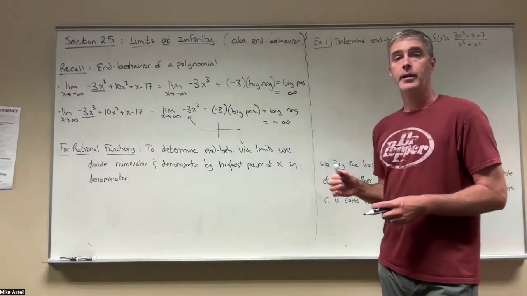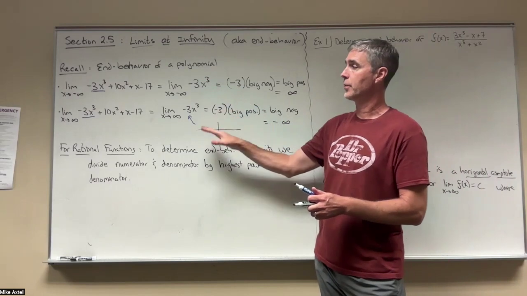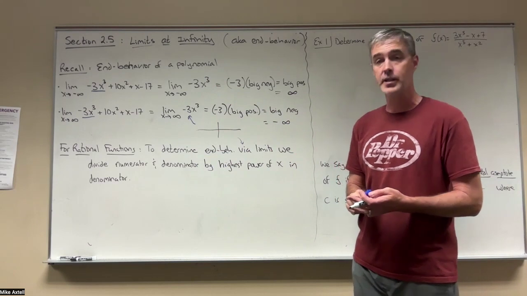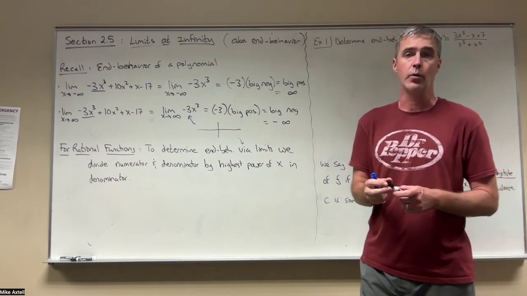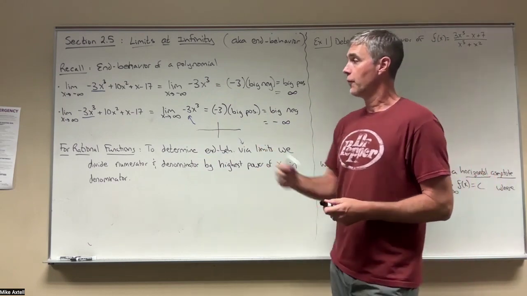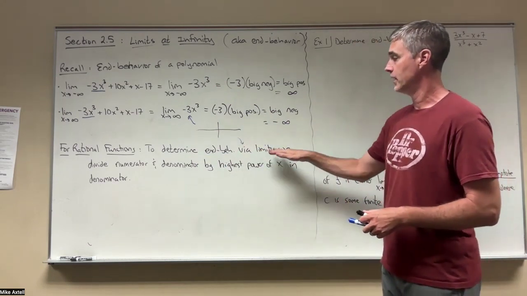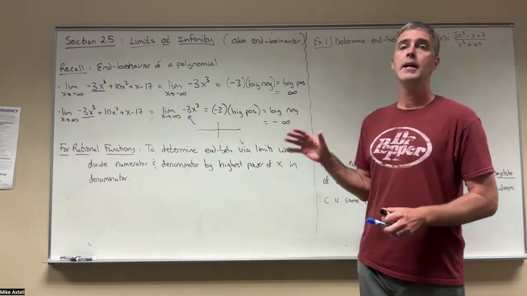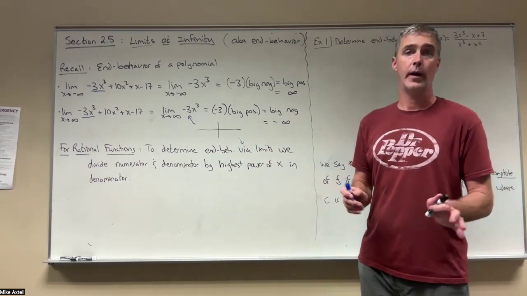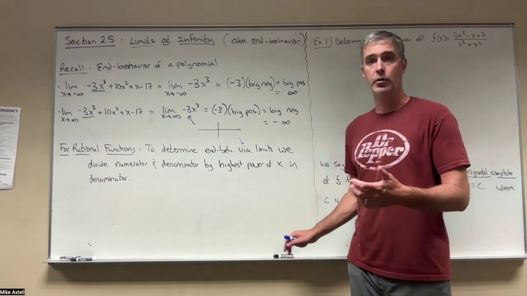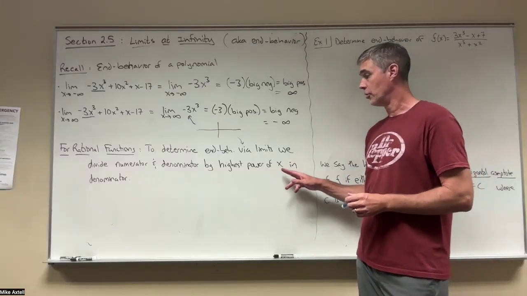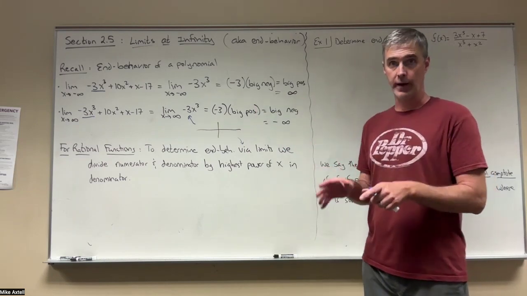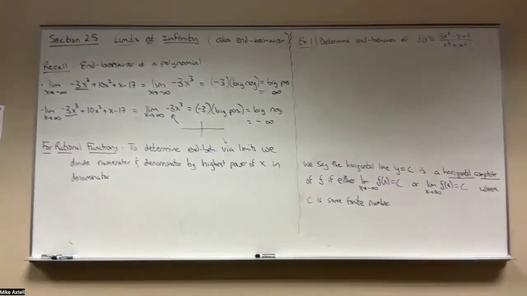Okay. All right, now we're going to take this idea from polynomials and we're going to try and do it for rational functions. So we're going to try and determine the end behavior for rational functions. And there's a very nice trick or technique we're going to use most of the time. So for a rational function, to determine the end behavior via limits, we will divide the numerator and the denominator by the highest power of x in the denominator. Now, it's not clear why this will help us, but hopefully the examples will show it to us. So let me just emphasize, we're going to grab the largest power of x in the denominator and divide the top and the bottom by that largest power of x. Okay, all right, let's check it out.